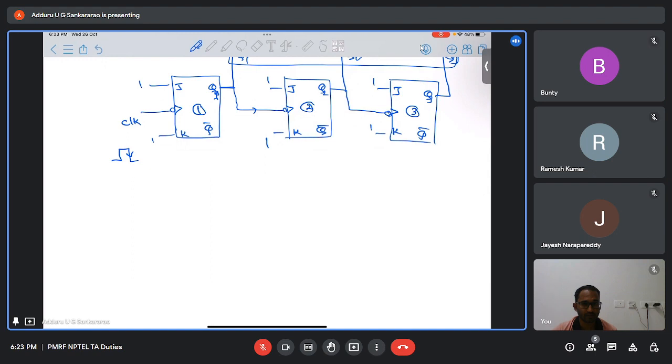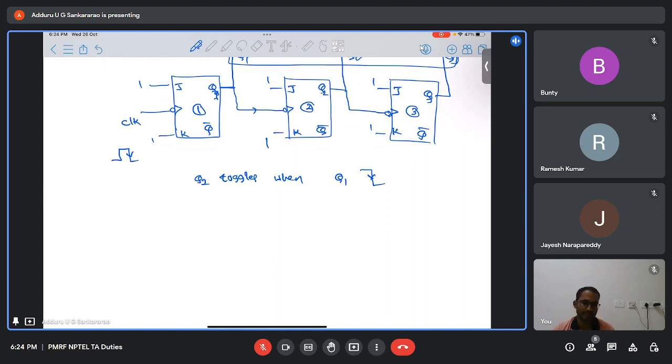And what about the second flip-flop? The output of the second flip-flop, Q2, toggles when Q1 is changing from high to low, right? Since these are negative edge triggered flip-flops, at the negative edge of the clock input, the output will toggle, right?